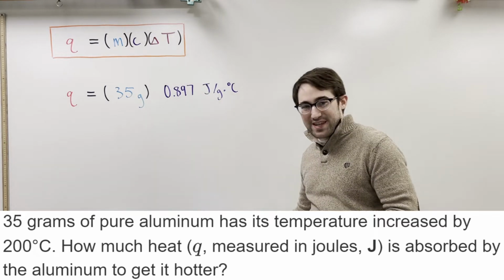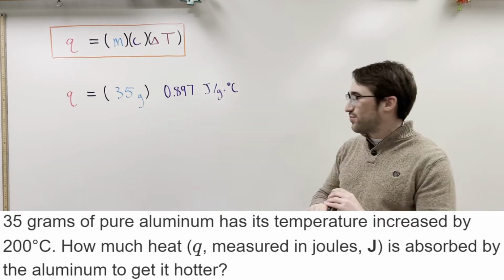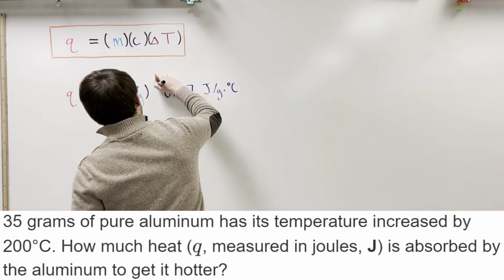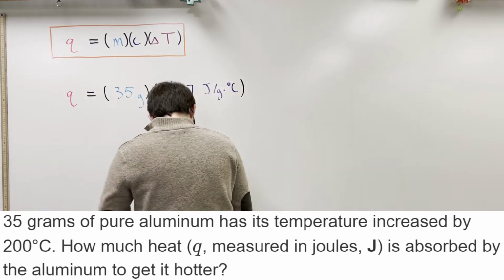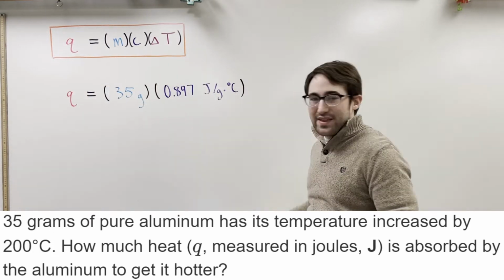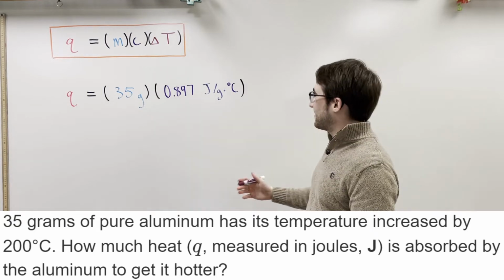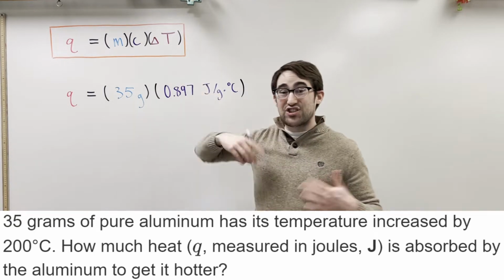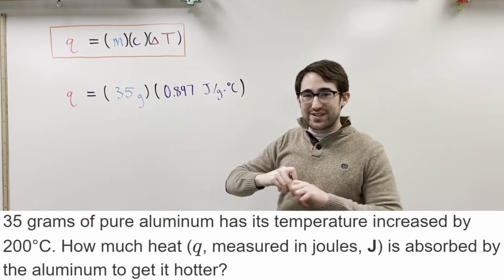All right, so there's my specific heat capacity, 0.897 joules per gram degree Celsius. All right, and the temperature changed by 200 degrees Celsius. So that's my delta T. The delta is change in. The T, the big old T, is temperature.